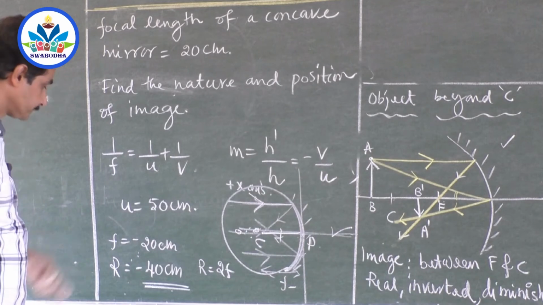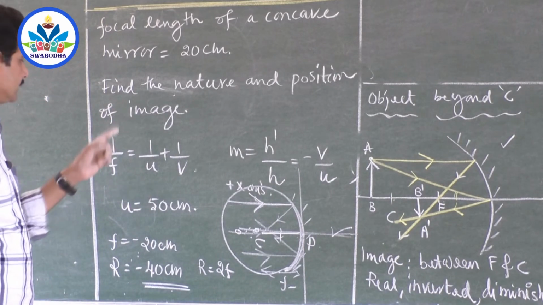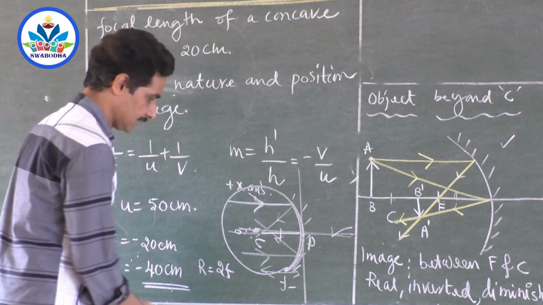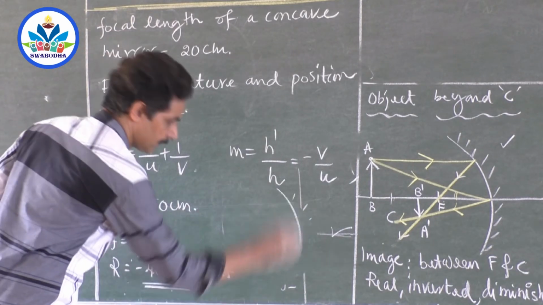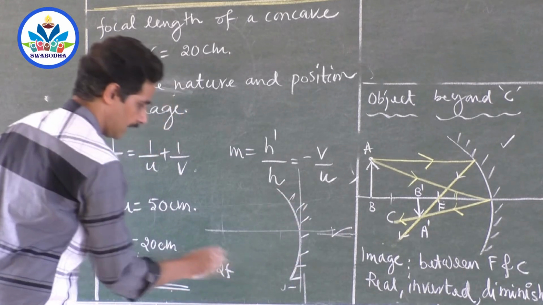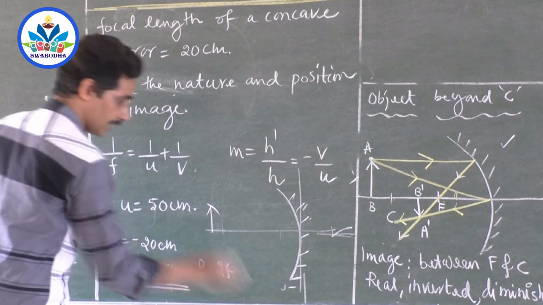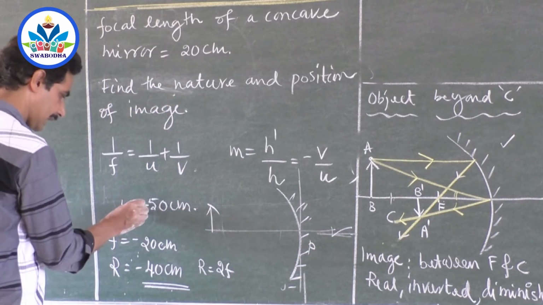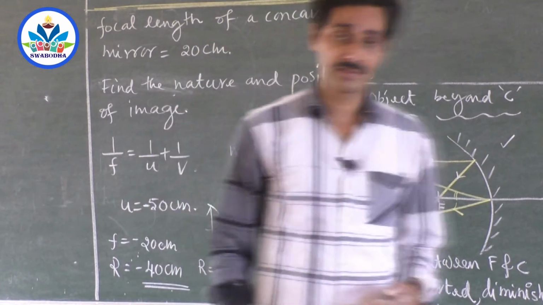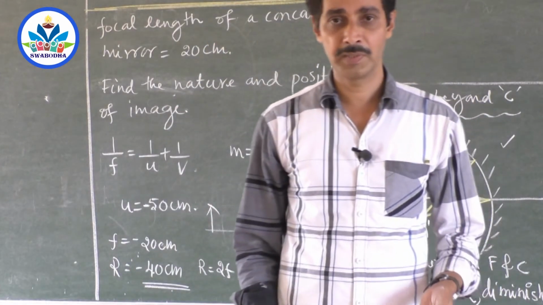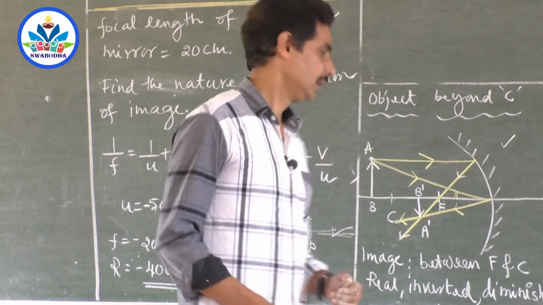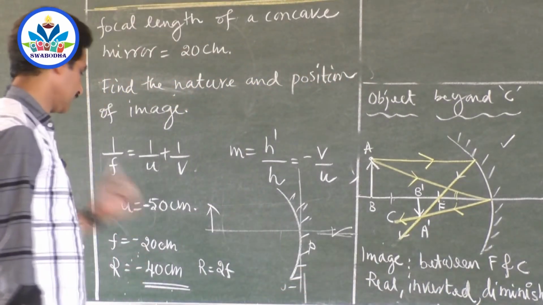Now we will keep an object at a distance of 50 centimeter. When you keep an object at a distance of 50 centimeter, you have to keep it like this. This is the coordinate system, this is the silvered face, and the object should be kept here, again on the left side. So u is negative. In the problem it will be given that an object is kept at a distance of 50 centimeter from a concave mirror. They won't mention whether it is plus or minus. You have to take it because it is a convention. It is minus 50.